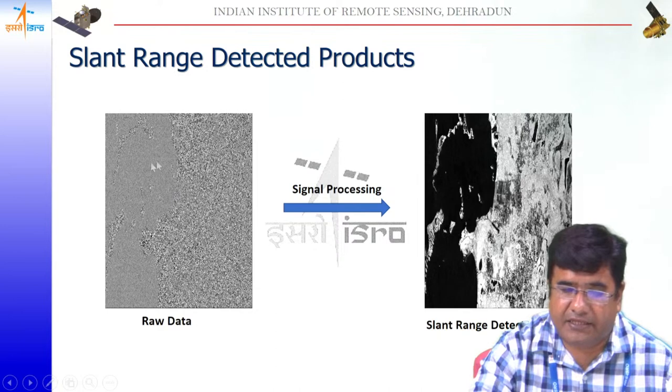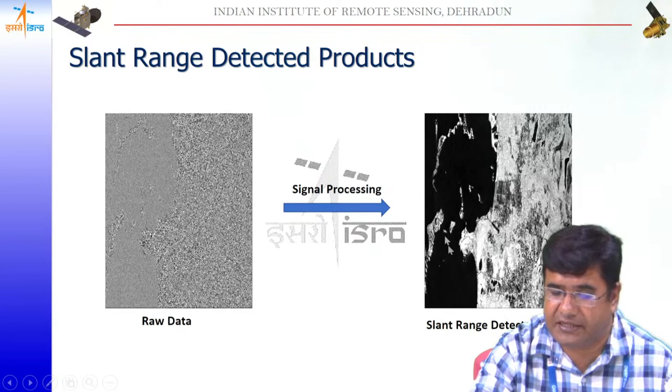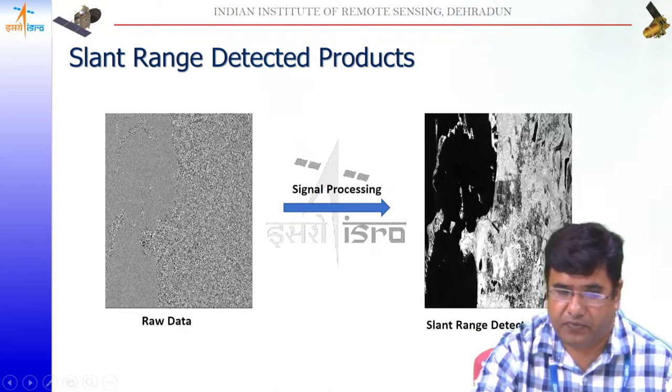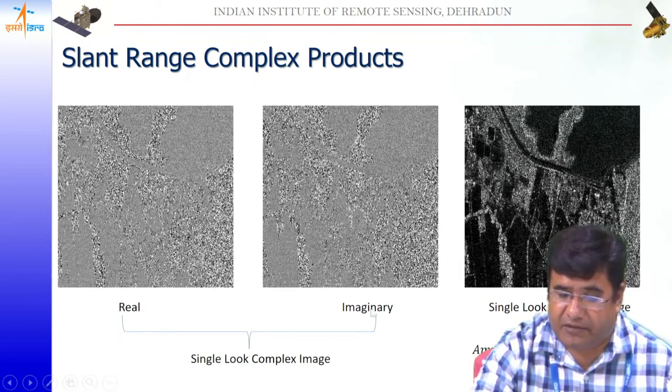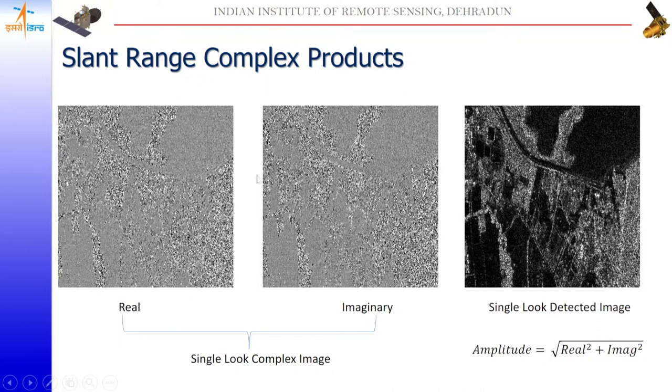So in the slant range detected product, this is the raw data, and after doing some signal processing we are getting the slant range detected product. In the slant range complex product, which is called the SLC, you can see two images. This is called the real part and imaginary part. This is processed data only, but in the SLC domain, the single look complex image, this is the real part and imaginary part, and this is the amplitude image. Amplitude is the square root of real square plus imaginary square.